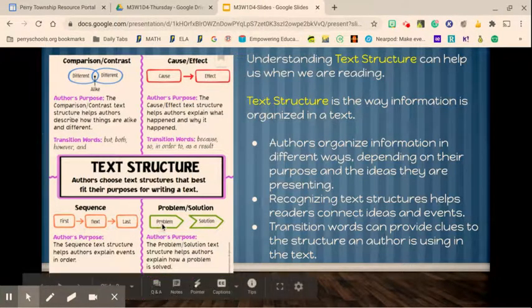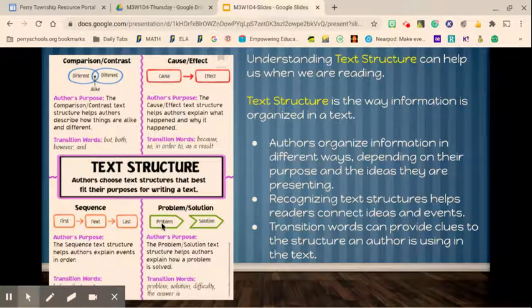Another text structure that we often see is cause and effect. The cause and effect structure helps authors explain what happened and why it happened. So we're looking at keywords like because, so, in order to, as a result. A cause and effect situation would be: it was raining outside, so we had indoor recess. Something happened, and then there was an effect to it.